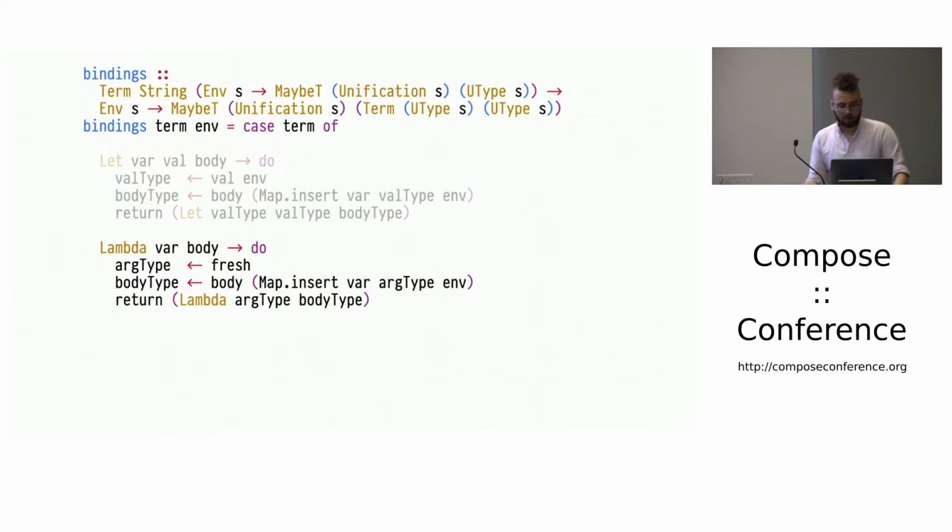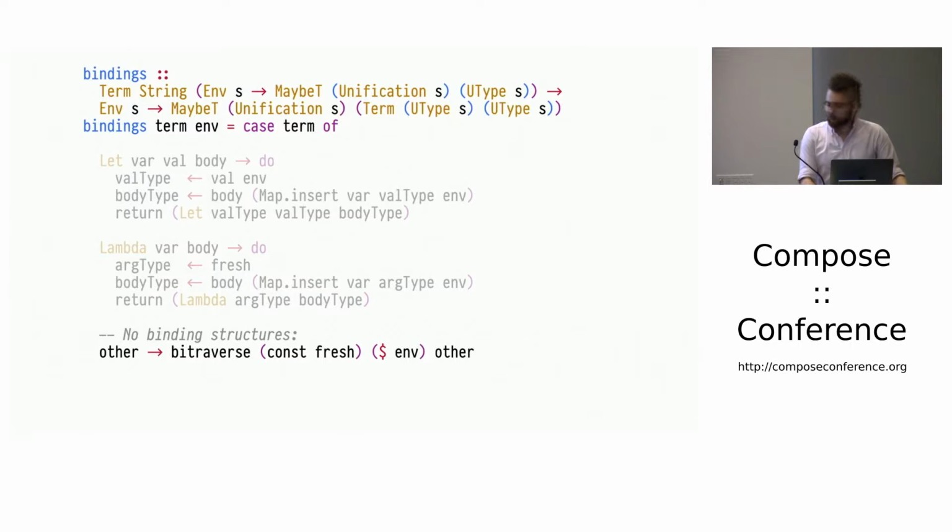I invent a fresh argument type, and I call the body type, I say take the body of the lambda, and type check it in an environment that augments the variable with this fresh argument type, and then return that lambda expression. And if there are no other binding structures, which indeed in this language there aren't, then we just do a traversal to apply the existing environment to them.